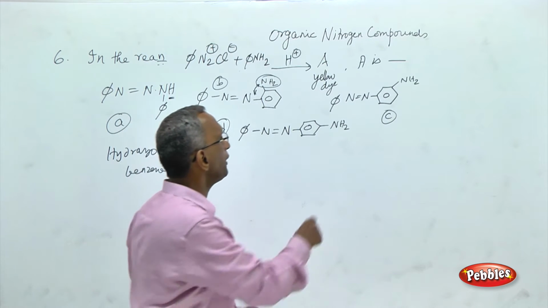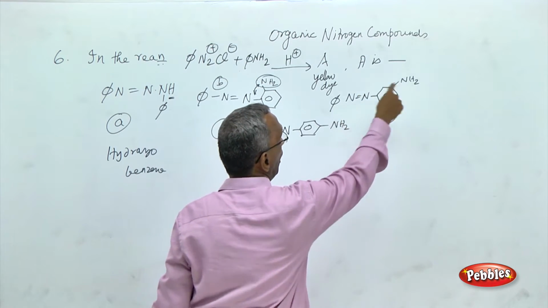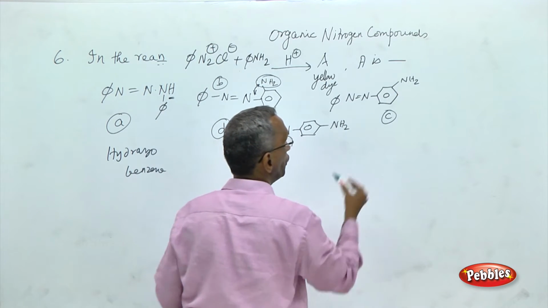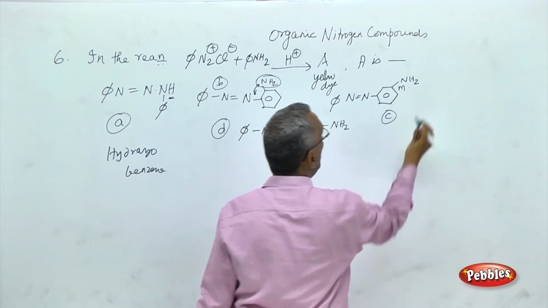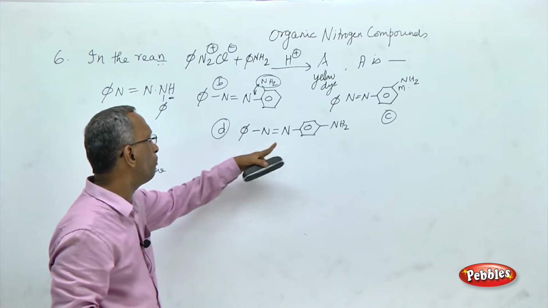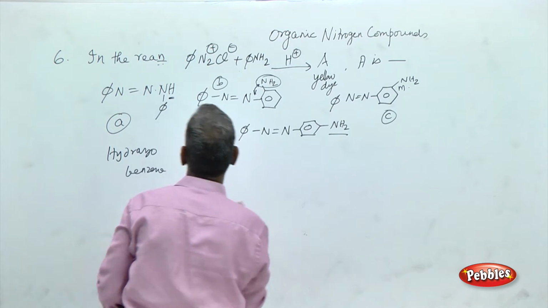The third one is the meta group. Once again, this is aminobenzene, but the amino group is in the meta position. The last one is aminobenzene, where the amino group is in the para position.